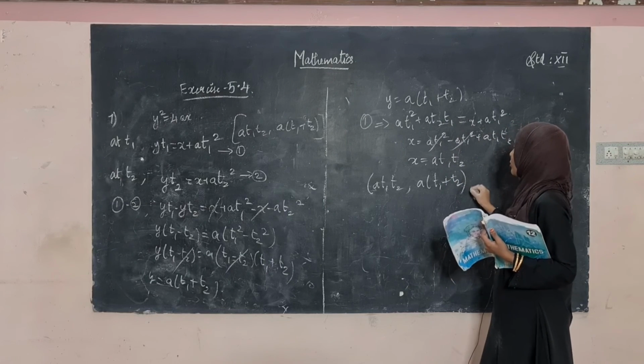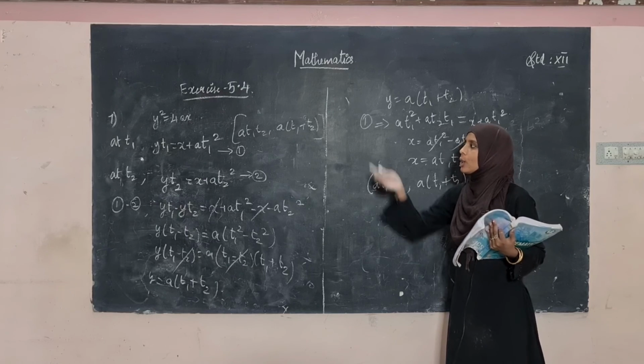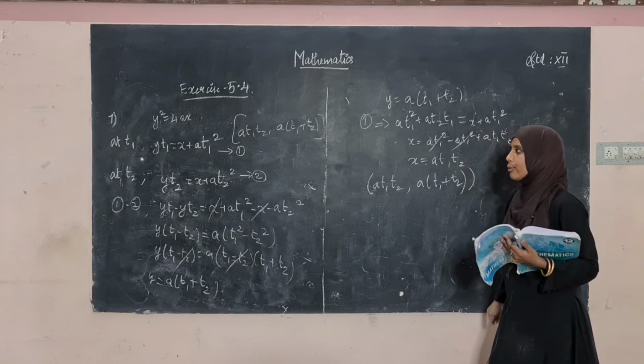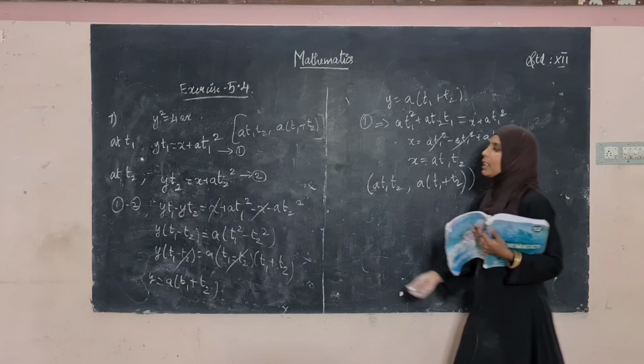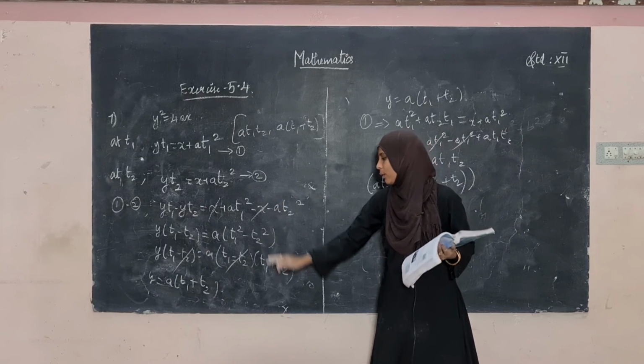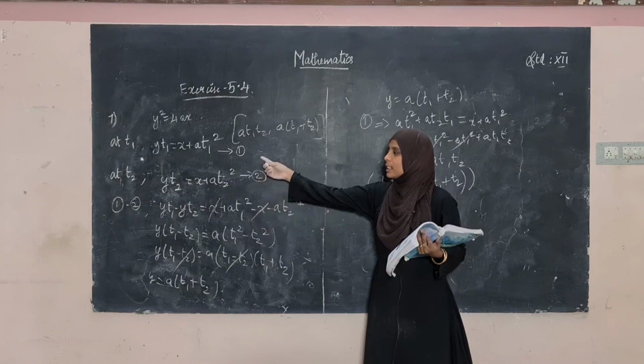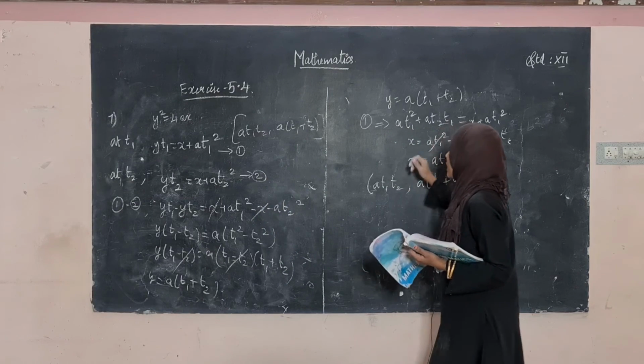This is the point of intersection of the tangents at T1 and T2 on the parabola y square is equal to 4ax. So for T1 we have to write the equation of tangent, and for T2 we have to write the equation of tangent. Doing 1 minus 2, we got the value of y. We got the value of the y coordinate. On substituting this in any one of the equations, you will get the x value.